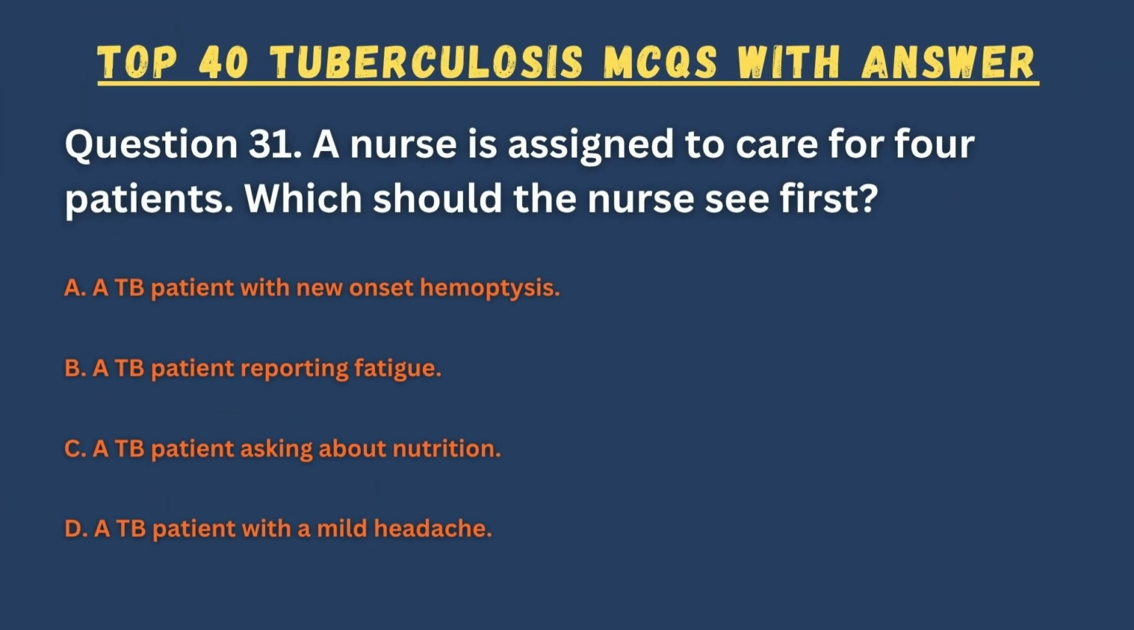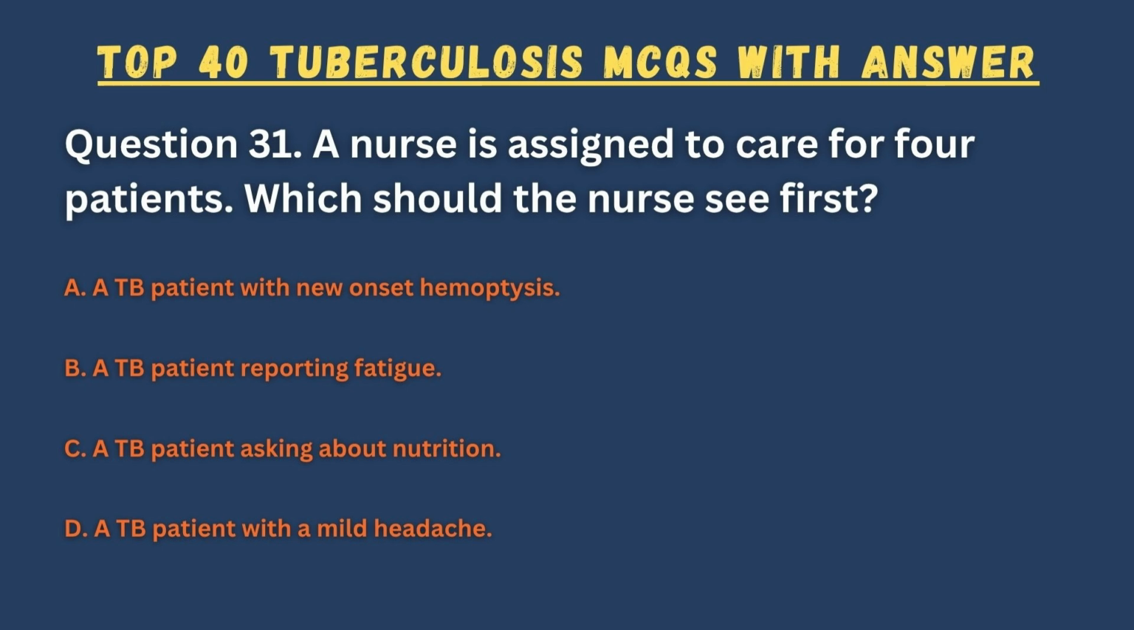Question 31. A nurse is assigned to care for 4 patients. Which should the nurse see first? A. A TB patient with new onset hemoptysis. B. A TB patient reporting fatigue.